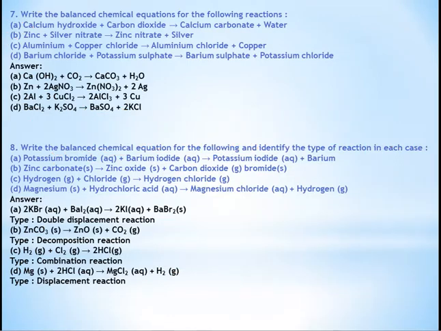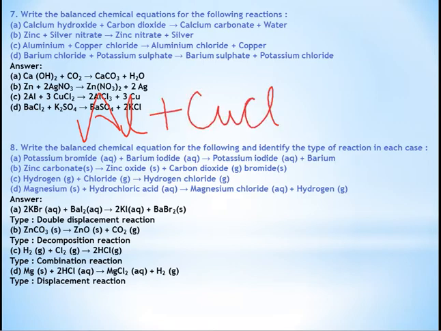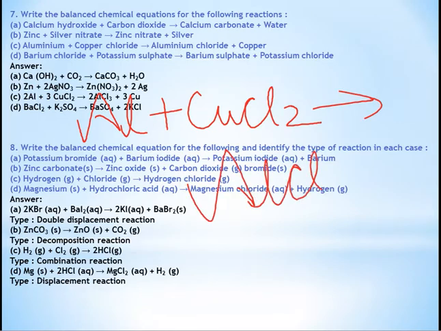Now the next question. Aluminium, symbol Al, and copper chloride, formula CuCl2, will form aluminium chloride, AlCl3, plus copper, Cu. So it is an example of which type of reaction? Displacement reaction. Okay, so let's balance this reaction.